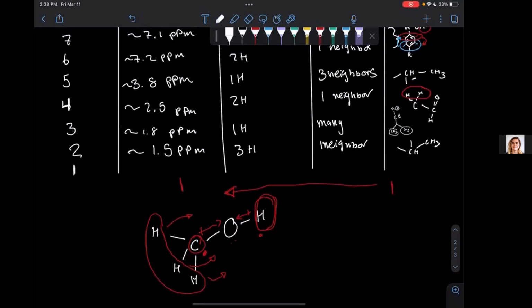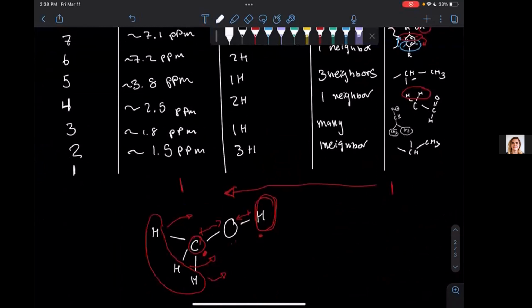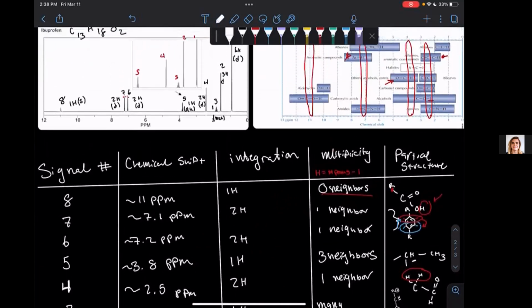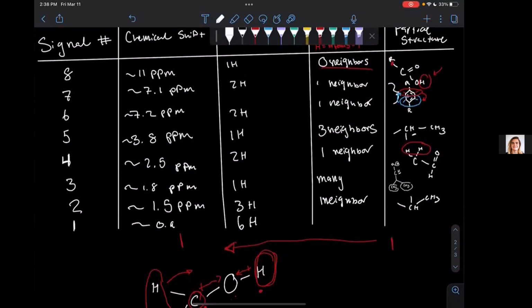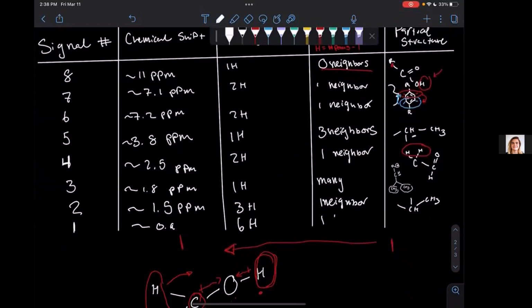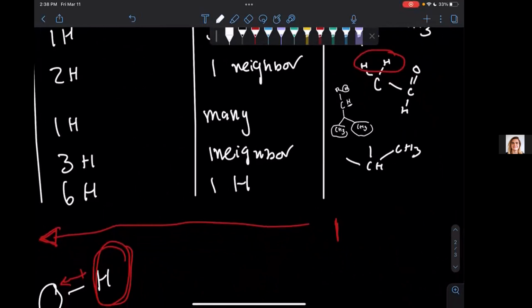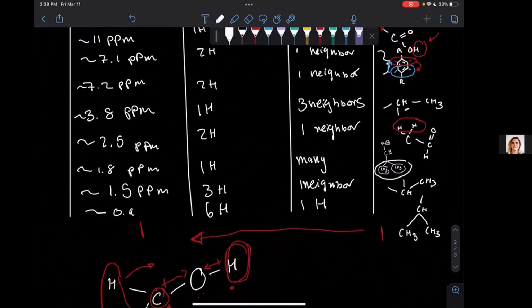And then we'll finish up with number 1, which has a shift of probably 0.8, 0.9. We want to see 0.9. We know that it's 6 hydrogens. So we have 6H. It is next to 1 hydrogen because it's a doublet. And so this is going to look like our 2 methyl groups on the end right here, but I'll redraw it out. So you have CH3, CH3 together that have 1 neighbor. It's going to be CH, right here, CH, and then further up there.